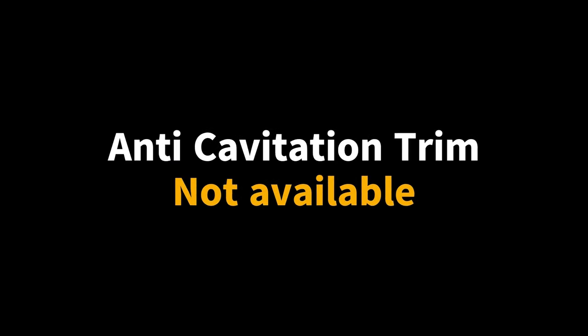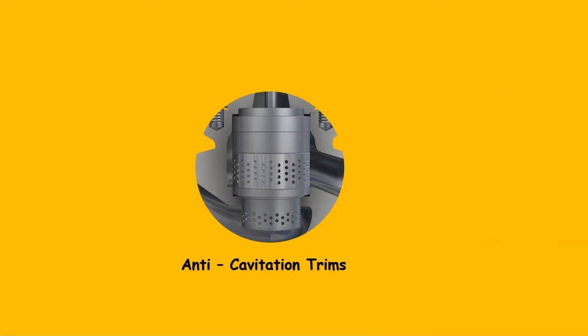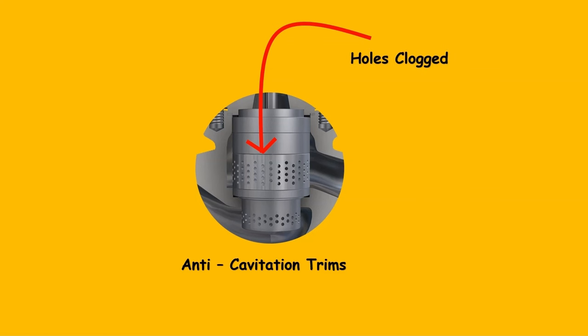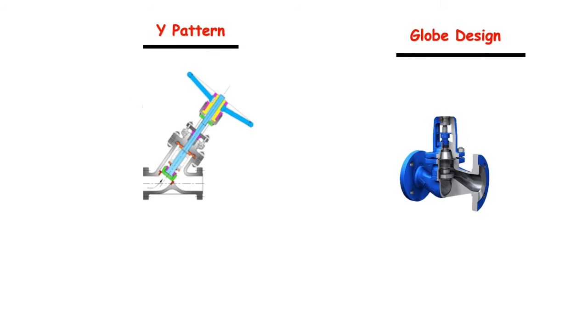Why is the choice of anti-cavitation trims not available for services having solid particles in them? The reason is, an anti-cavitation trim basically has holes. These holes help to have the flow in multiple paths or multiple stages, but these holes can get clogged by a solid particle getting stuck there, and it defeats the purpose of that particular trim. Hence, for services which have entrained solids, anti-cavitation trims might not be the correct choice. For those cases, maybe a Y-pattern design will be helpful.